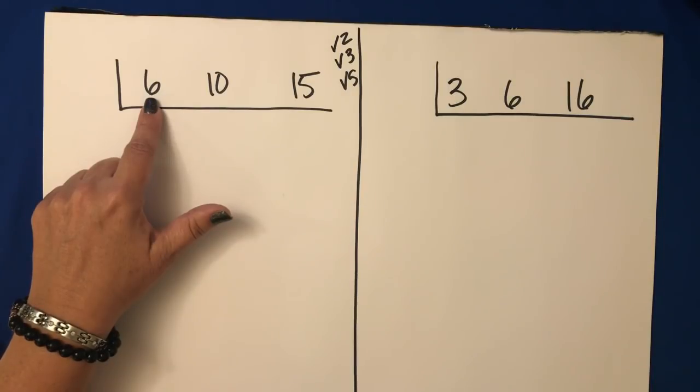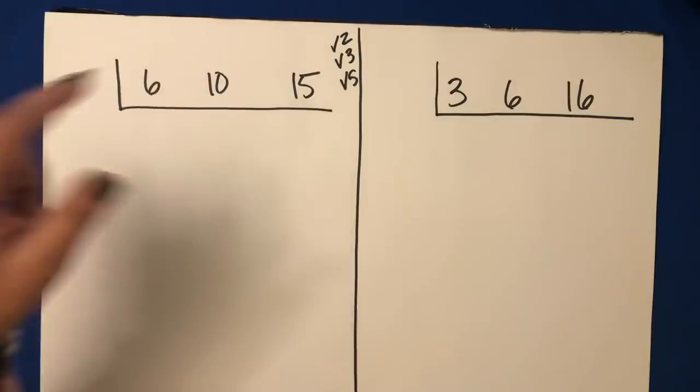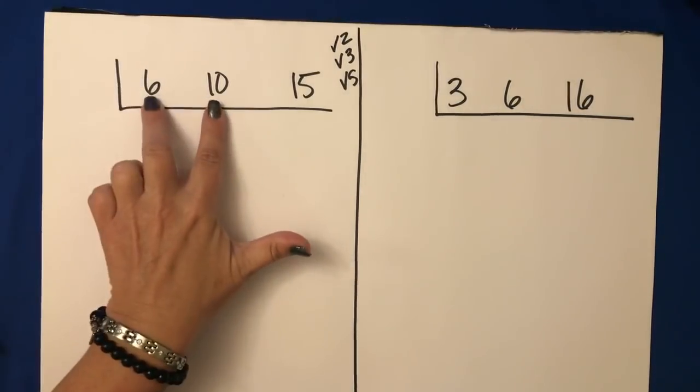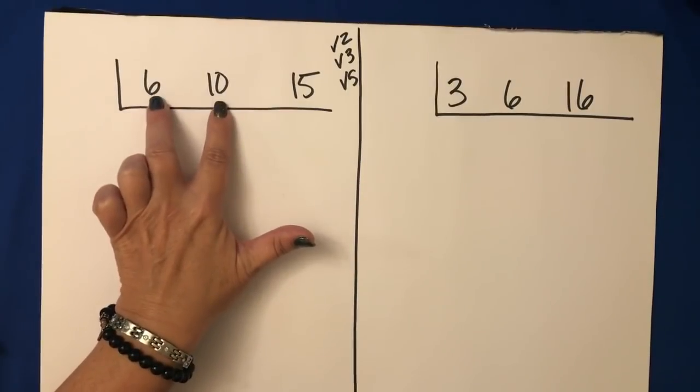Do two numbers first, and then 3, 6, and 15. Good. Those can both be divided by a 3. Good job. Do you see any other numbers that could be divided by the same thing? The 6 and the 10. Good. Since these are next to each other, I'm going to go ahead and start with these, okay?